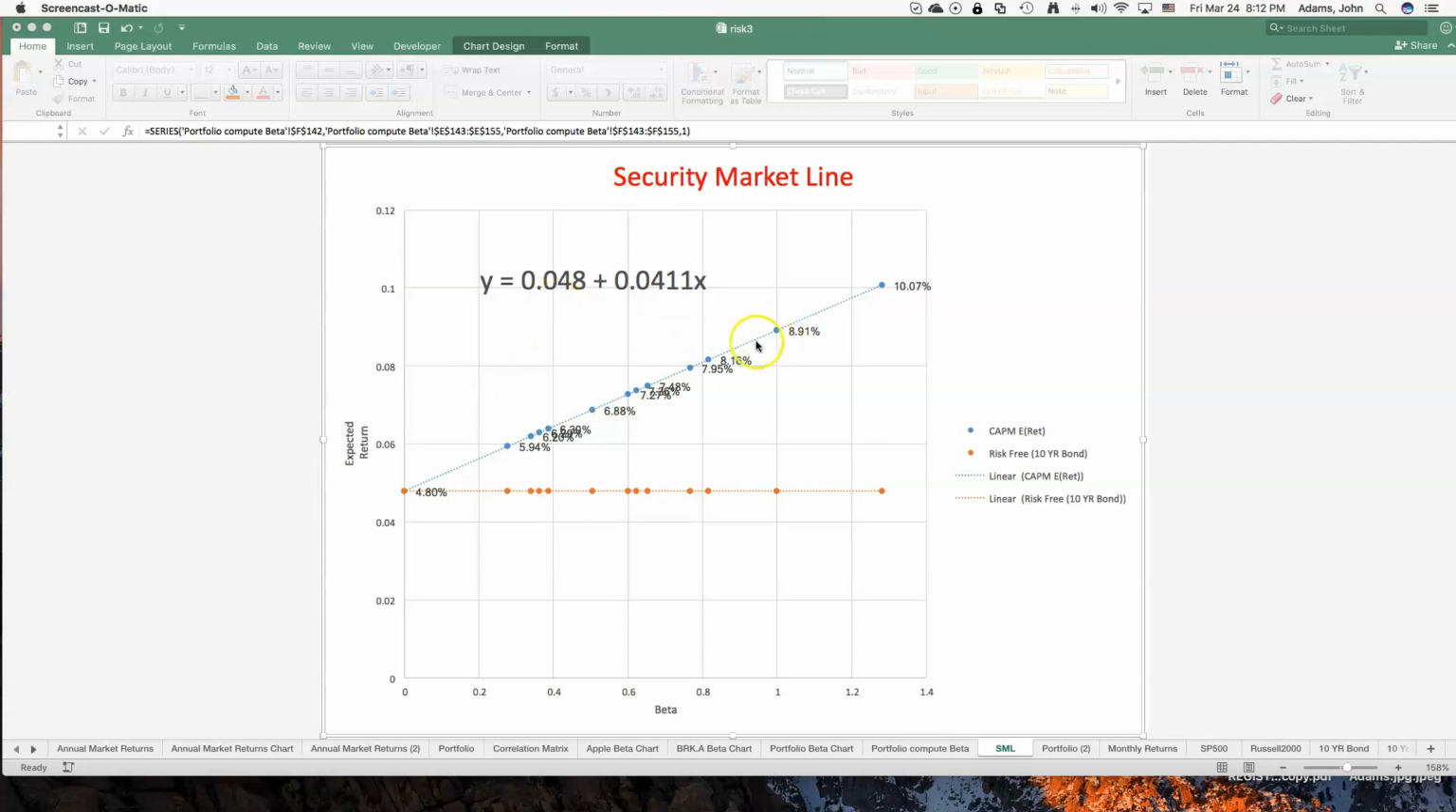Notice that the slope of this line, the security market line, the slope's right here, 0.0411. That slope is the market risk premium, and the intercept, 4.8% right here, that's the risk-free rate. So what this is saying is everybody expects to get at least the risk-free rate plus a reward for taking on systematic risk, and systematic risk, or non-diversifiable risk, same thing, is measured by beta.